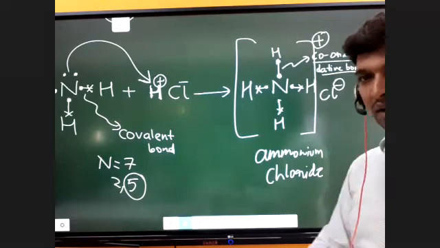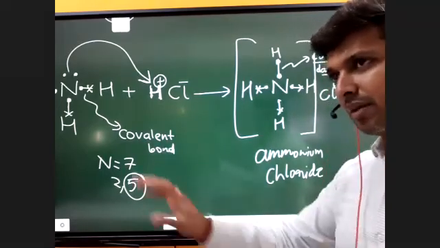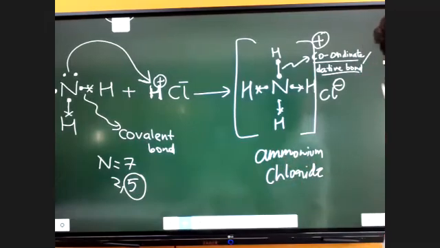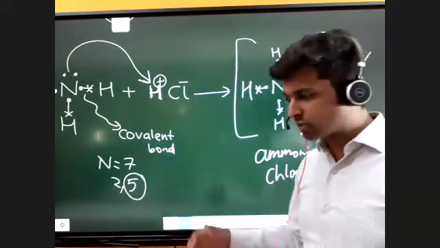Okay, the remaining are. Sir, एक second ना, मैं आप ले लीजिए. हाँ. जी. Okay. So this is what ammonium chloride. Understood? This is coordinate bond.